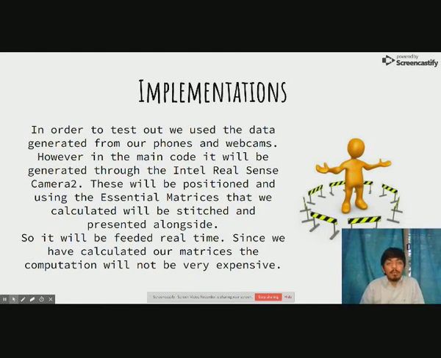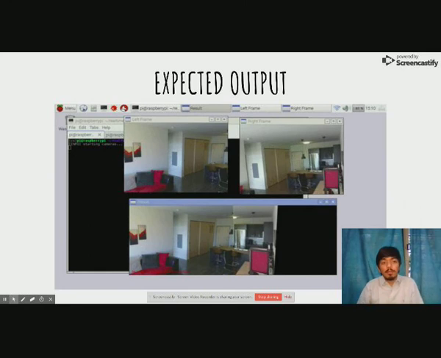And this will be fed in real time. Also, since we have calculated the matrices beforehand and the setup will not change, the computation will not be very expensive and there will not be much lag. Since this code also has CPP bindings, it is also optimized in its implementation. So this is some sort of an expected output. As you can see, the left and the right frames both have different image inputs, and the stitching stitches them well. Our output will also be similar.